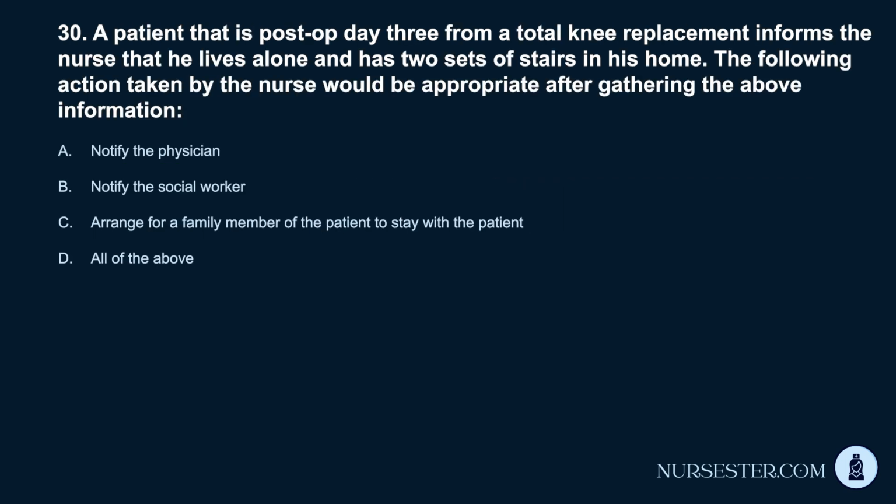30. A patient that is post-op day 3 from a total knee replacement informs the nurse that he lives alone and has 2 sets of stairs in his home. The following action taken by the nurse would be appropriate after gathering the above information. A. Notify the physician. B. Notify the social worker. C. Arrange for a family member of the patient to stay with the patient. D. All of the above. Correct answer: B. Notify the social worker.